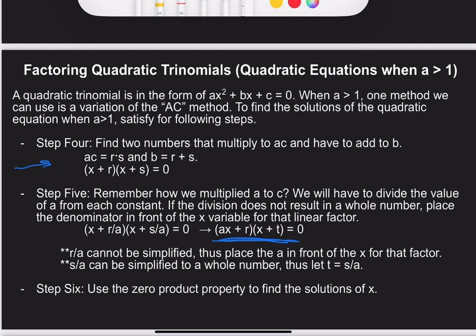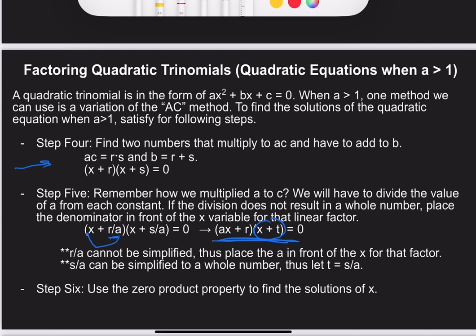Now, here's an example. R divided by a cannot be simplified. Thus, place the a in front of the x for that factor. We couldn't divide this for a whole number, so we took that a and we placed it in front of the x of that factor. That's why we have ax plus r. Then we can say that s divided by a can be simplified to a whole number. Thus, let t equal s over a. That's why for this one, there is no number in front of that x.